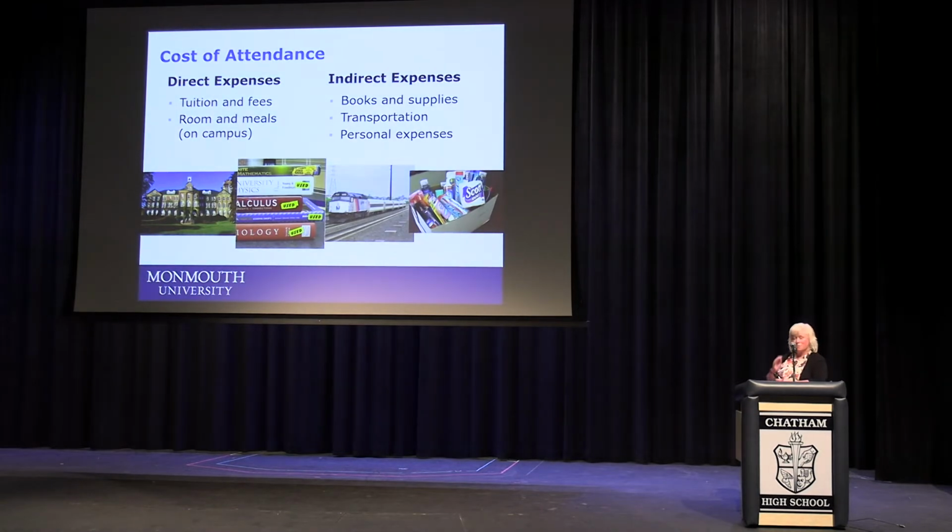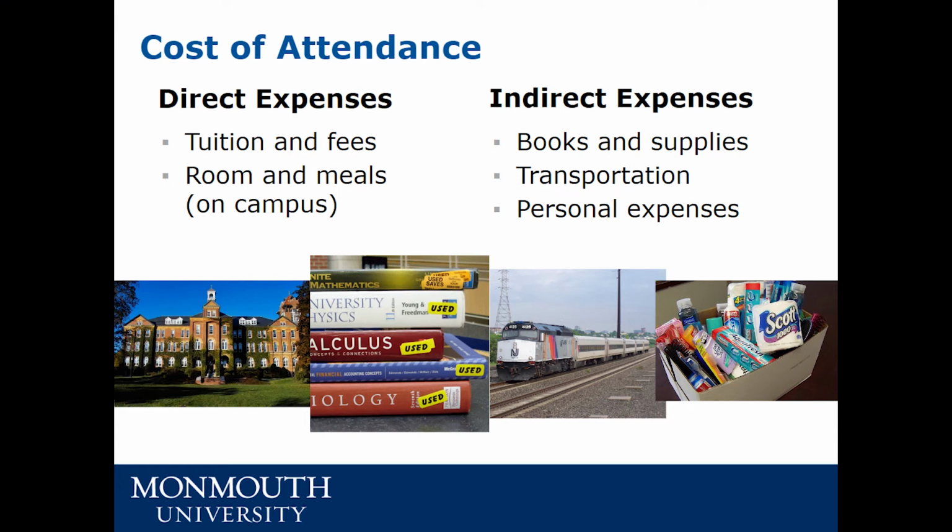Okay, a couple more terms. One is the cost of attendance. So you might see this in information that you're receiving from colleges. You'll see information about cost of attendance on a college's website. So what is it? It's basically the overall cost to attend an institution for the school year. We include both direct and indirect expenses in the cost of attendance.